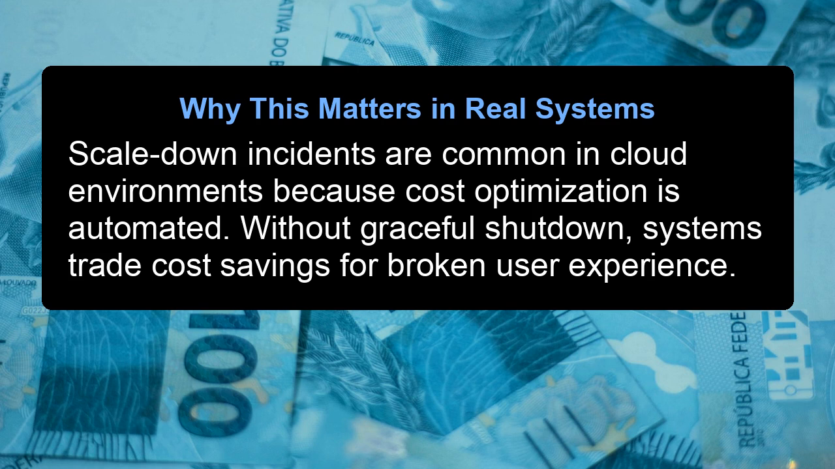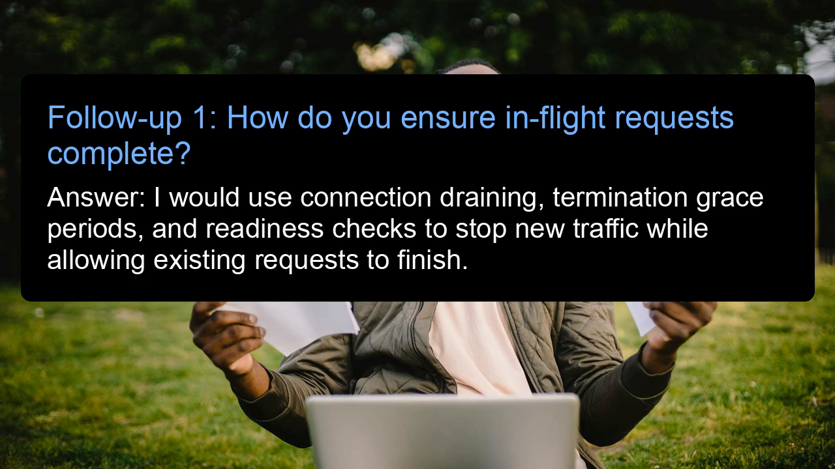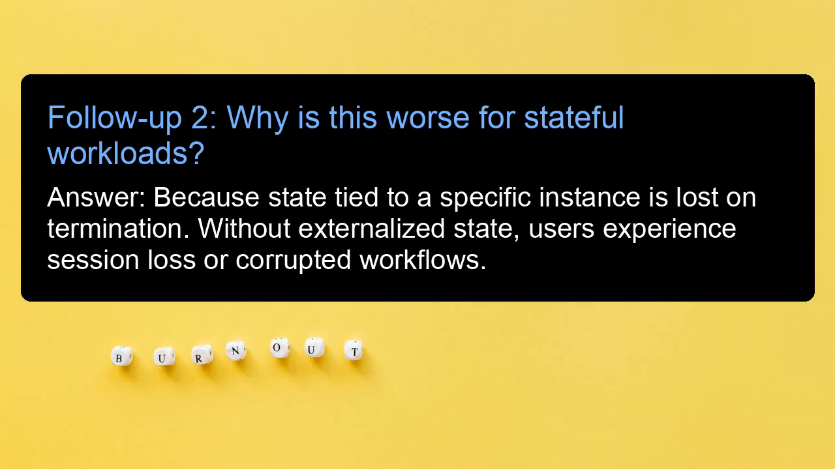Why this matters in real systems. Scale-down incidents are common in cloud environments because cost optimization is automated. Without graceful shutdown, systems trade cost savings for broken user experience. Follow-up 1. How do you ensure in-flight requests complete? Answer: I would use connection draining, termination grace periods, and readiness checks to stop new traffic while allowing existing requests to finish.